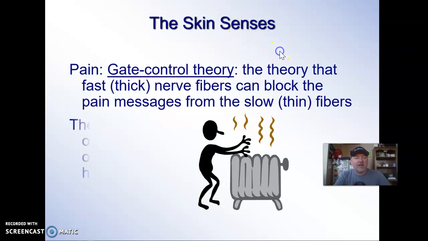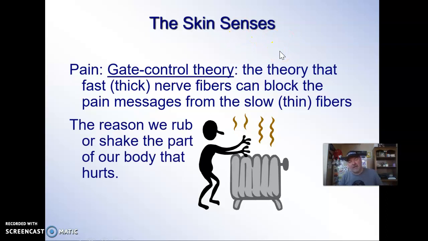And then the last thing I want to talk about as a review is Mr. Davis talked about how you rub or you shake something in order to block that pain. It's not literally a gate as Mr. Davis said, but there is a block in your spinal column, and if you can get those fast, thick fibers in there fast, you might be able to block some of that pain. So that's why we shake. Think about it. If you hit your thumb with a hammer, why would you shake it? You should not touch it, but we rub it and we shake it in order to try to get those fast, thick fibers.